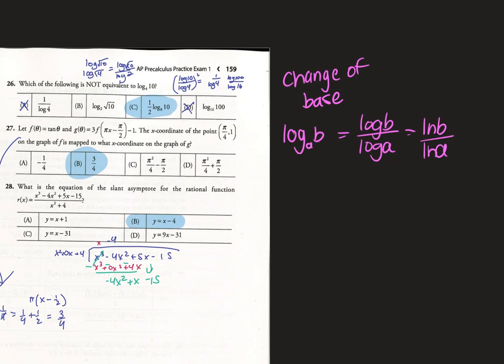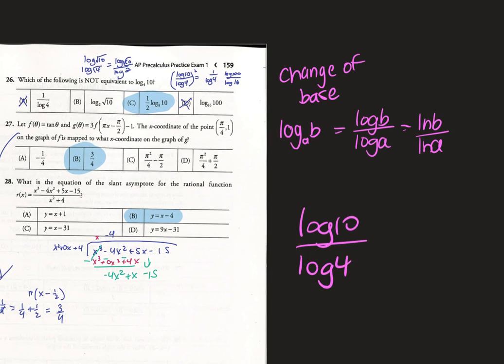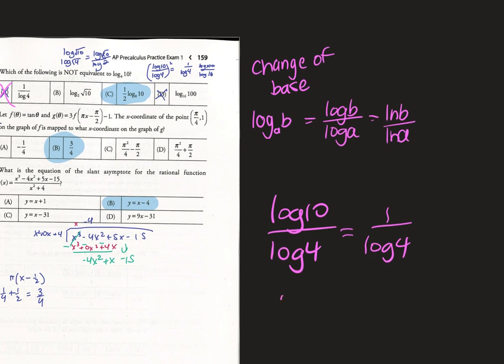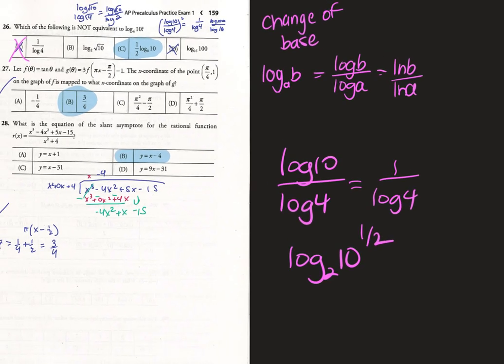So if you looked at log base 4 of 10, it says which one was not equivalent to it. Log base 10 over log base 4 was an option. That's the same thing. I would have canceled that out. This is also the same thing as saying 1 over log base 4. So that one ruled out A. Log base 2, 10 to the square root would be 1/2.